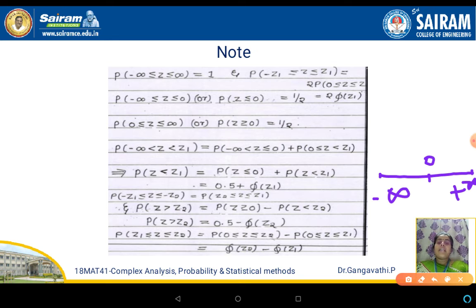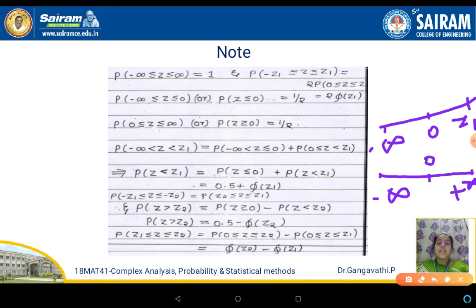So moving on to the next, P of minus infinity to z1. P of minus infinity to z1 can be written as minus infinity to 0 plus 0 to z1. So I'll explain that here. Take a straight line. Here you have your minus infinity, here you have 0, and here you have z1. It is not exactly equal to plus infinity. So P of minus infinity to z1 can be written as minus infinity to 0 plus 0 to z1.